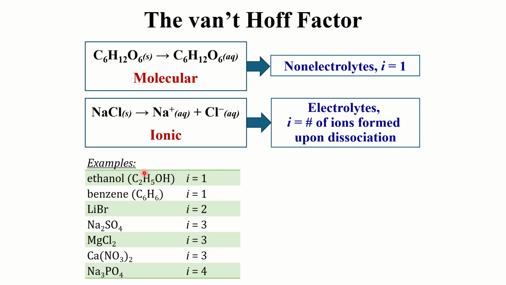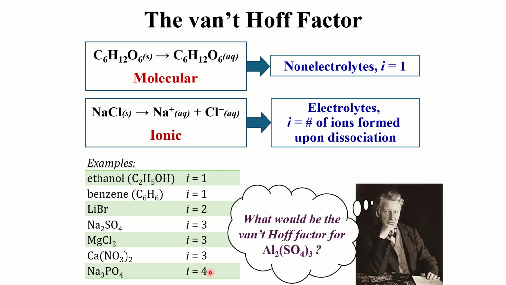So we can see here like ethanol and benzene, which are molecular compounds, so they are non-electrolytes, have Van 't Hoff factors of 1. Lithium bromide, similar to sodium chloride, when it dissolves, would form 2 ions, so it has a Van 't Hoff factor of 2. Sodium sulfate, 3. Magnesium chloride, 3. Calcium nitrate, also 3. Something like sodium phosphate would actually have 4 ions when dissolved. You'd have 3 sodium ions and the phosphate ion, so it'd have a Van 't Hoff factor of 4.